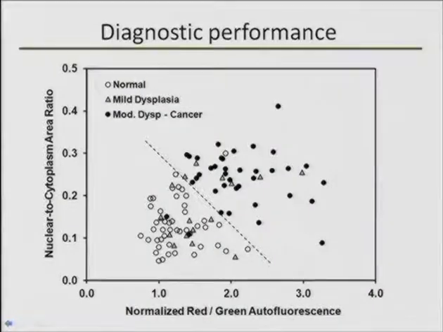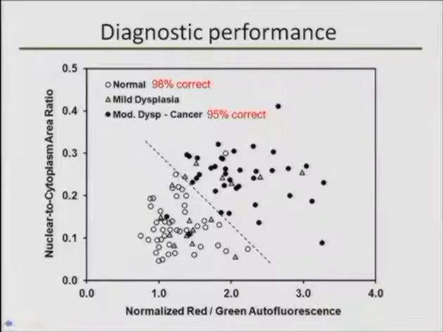So in that study of 100 sites and 30 patients, we plotted the data using a parameter from the wide field imaging along the horizontal axis, the normalized red to green autofluorescence ratio, and a parameter from the high resolution imaging, the nuclear to cytoplasmic area ratio from the image, along the vertical axis. When we did that combination plot, we found that most of the normal sites fell on this side of this line here, and most of the abnormal sites on that side. But it's interesting to look at these. We were 98% correct with the normals, 95% correct with the moderate dysplasias to cancers.